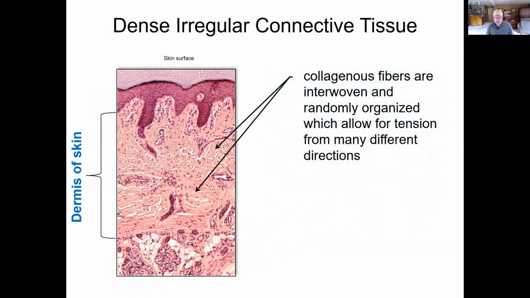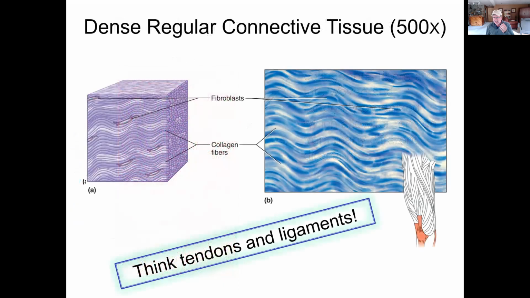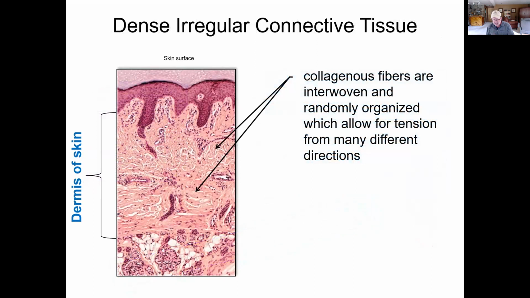Here's dense, irregular connective tissue that I made mention of a few moments ago. So don't mix up the two. What is the difference between dense regular and dense irregular? Well, the primary difference lies in the fact that dense regular, like we saw a moment ago, contains many, many, many bundles of collagenous fibers. It's almost exclusively bundles of collagenous fibers, densely packed together. In dense irregular, you have interwoven, more randomly distributed fibers. It's still collagenous fibers, okay, but they're not as densely packed together.